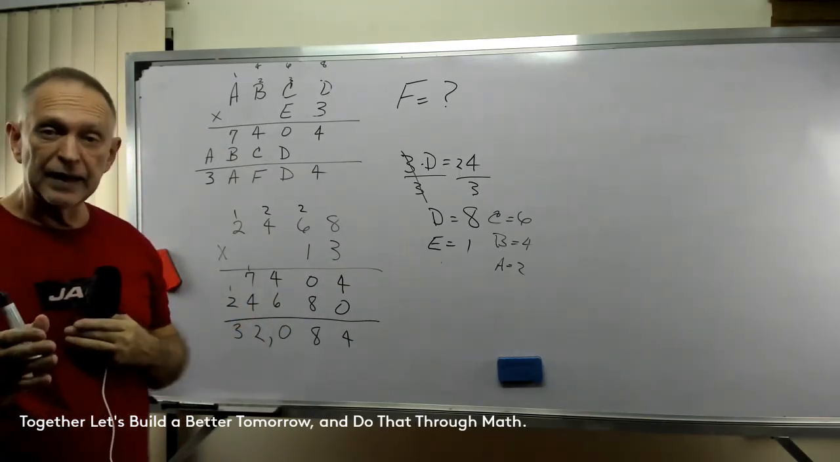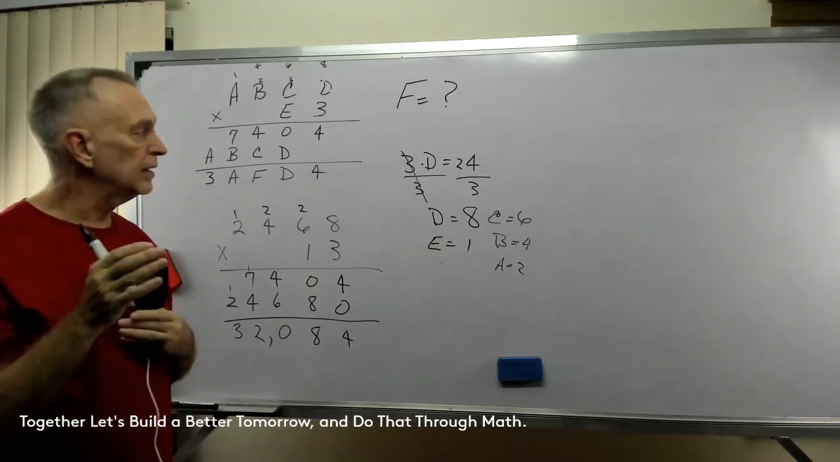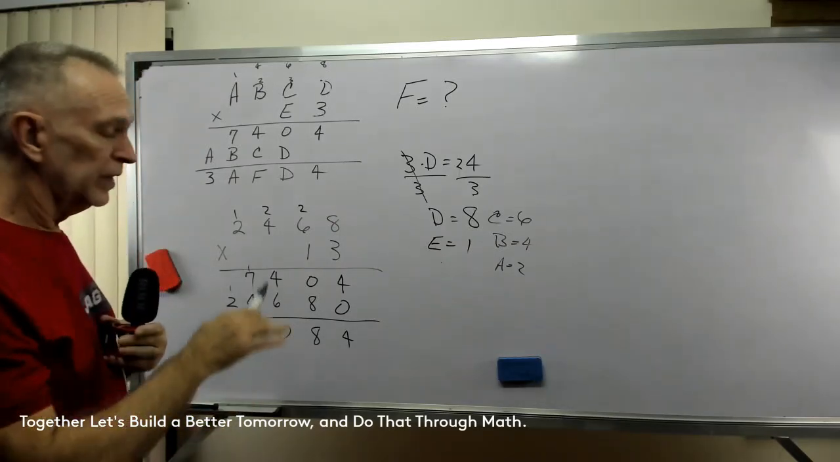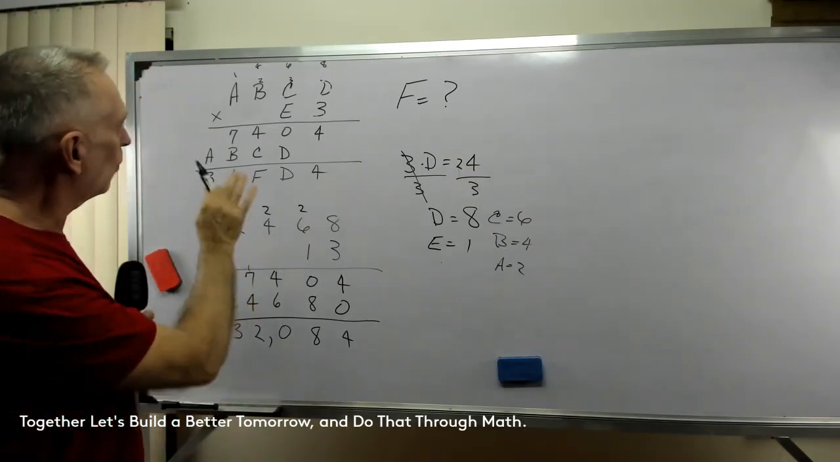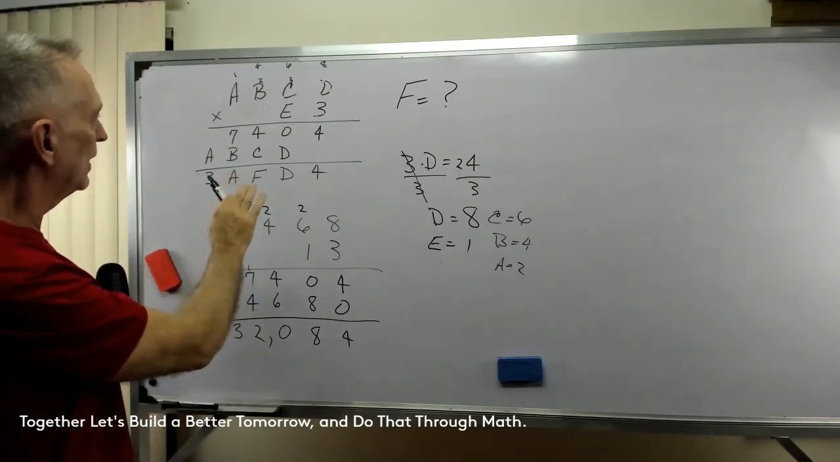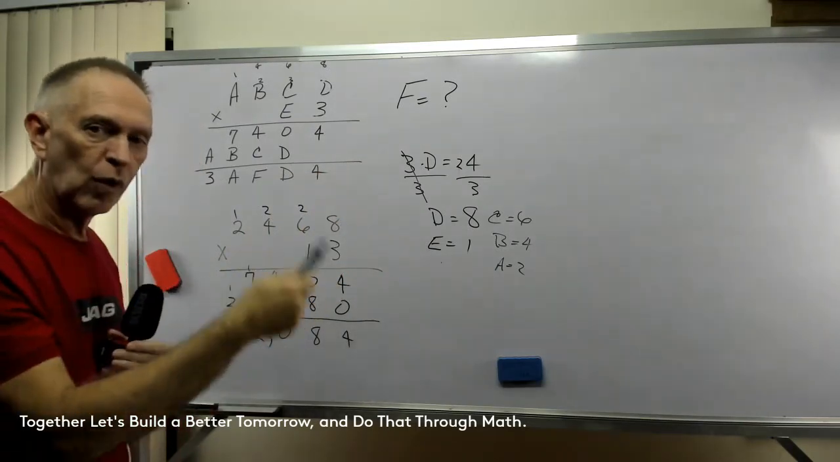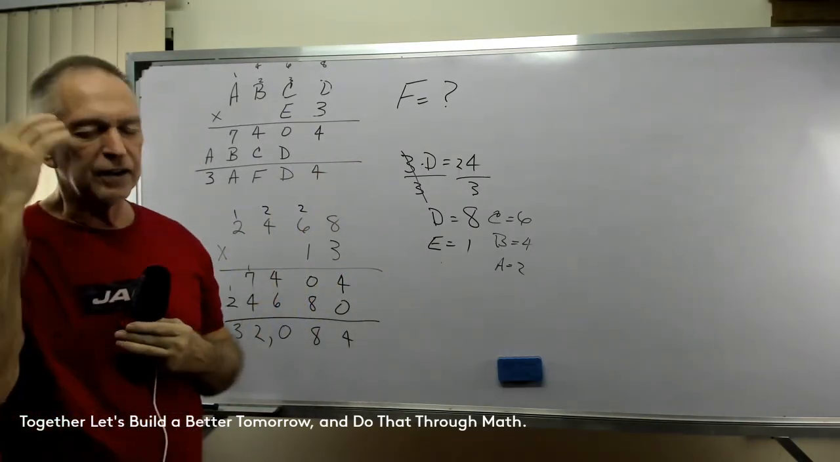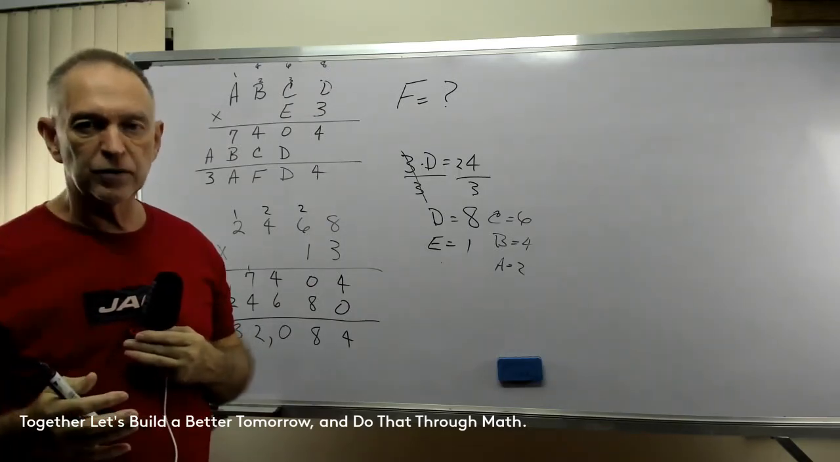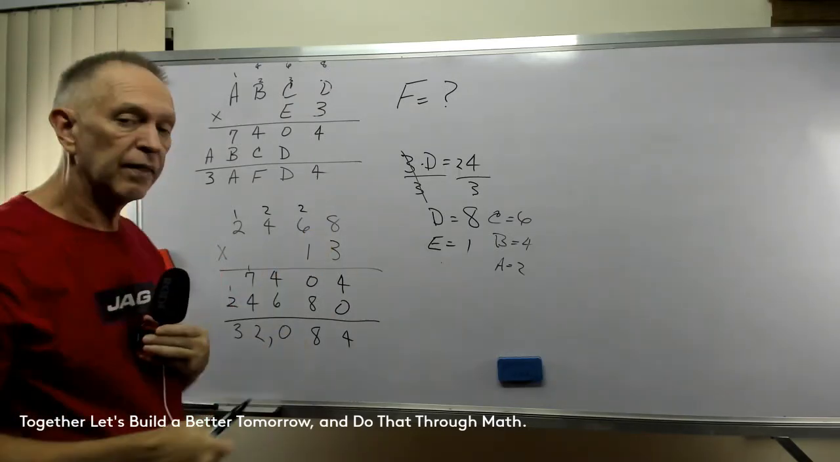So we ate the elephant one bite at a time. We didn't freak out. Our hair didn't catch on fire. We looked at what we knew, and then piece by piece, we walked through it. Why are we doing this? We're trying to expand our minds and build a better tomorrow, and do that through math.